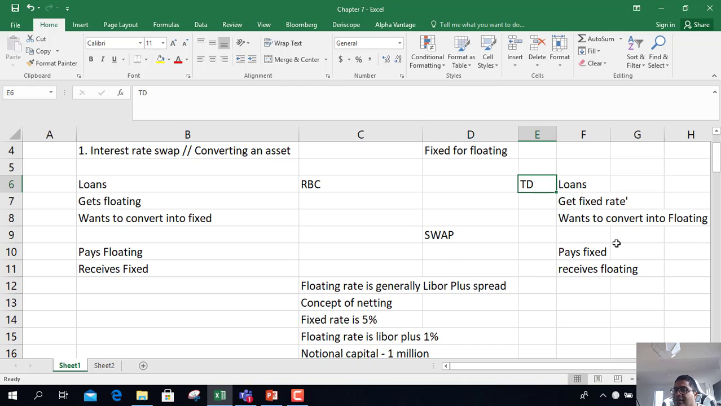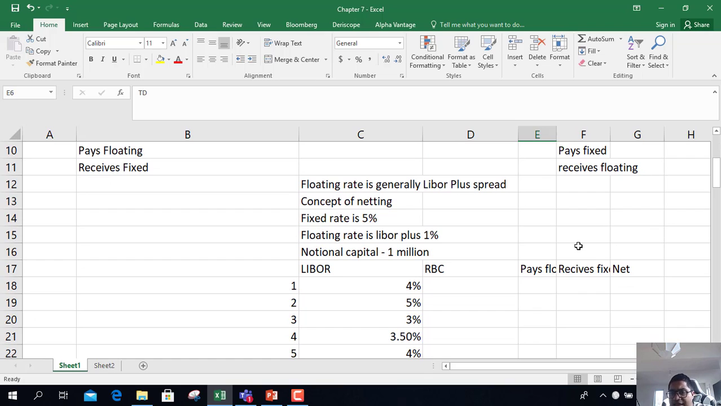TD on the other hand gets fixed rate from customers. So it is taking that fixed rate, paying it into the swap and getting floating rate from the swap. So once again, RBC pays floating rate, receives fixed, TD pays fixed, receives floating. So this is a swap transaction. Effectively, RBC, whose assets were paying floating, converted its assets into a fixed rate asset. TD, whose assets were paying fixed, converted them into floating rate assets.